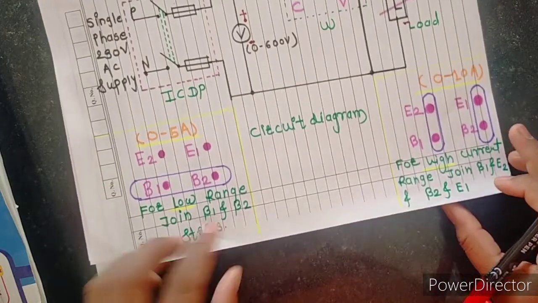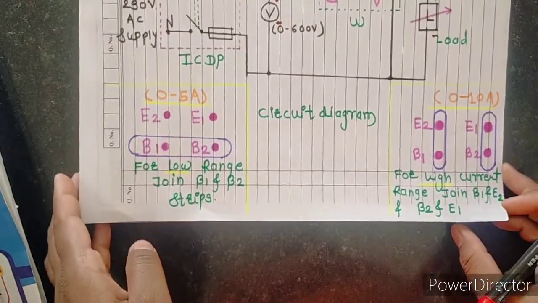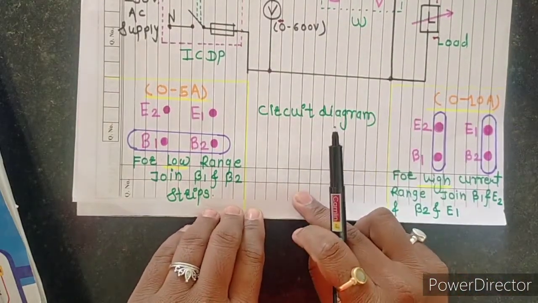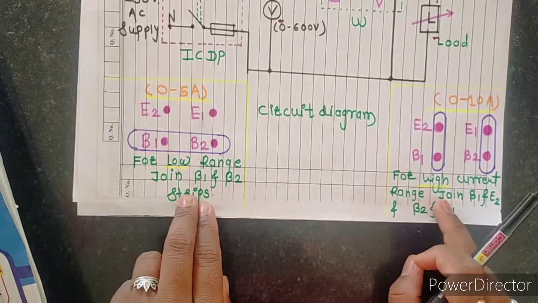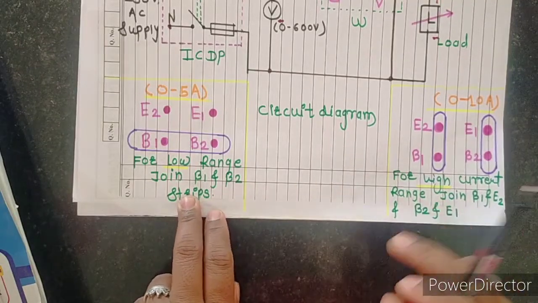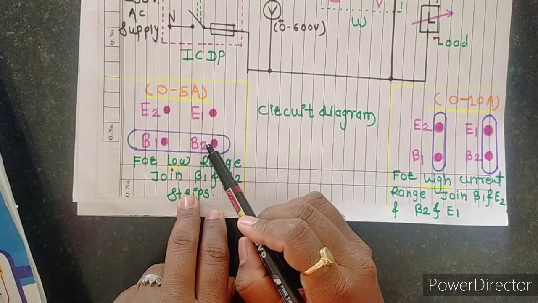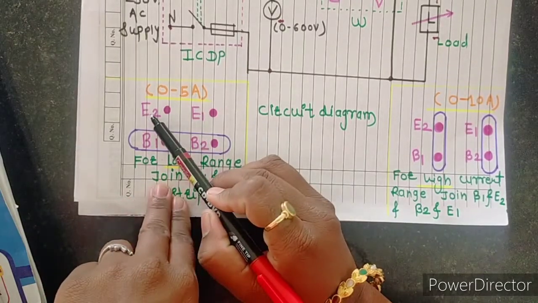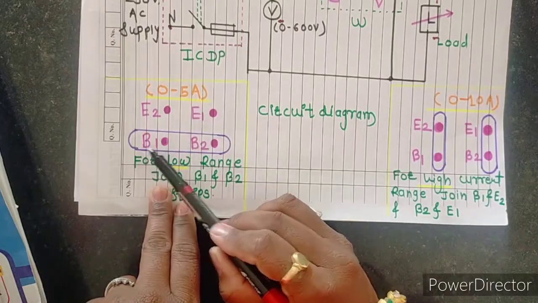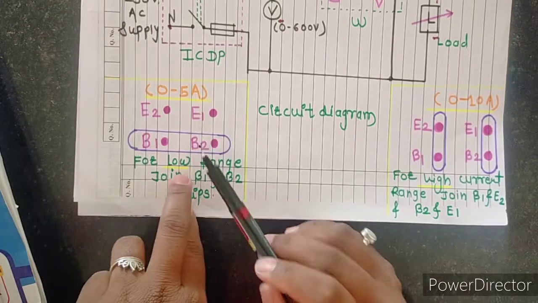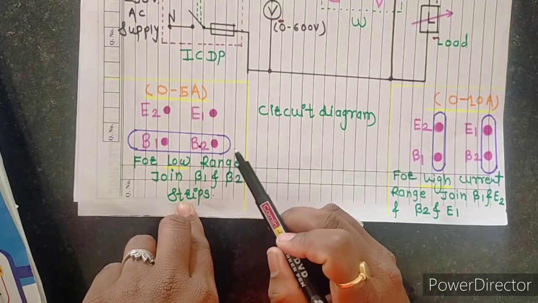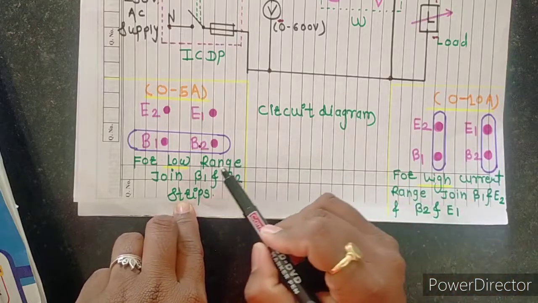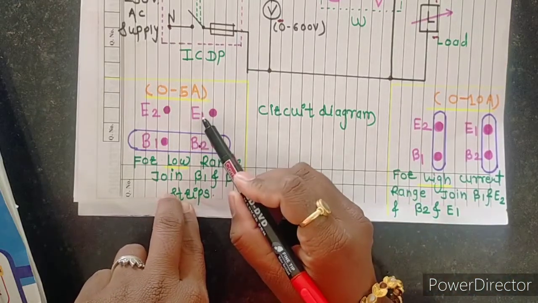But we have to connect for the low range and high range. We are using the electrodynamic type wattmeter, so for this we have to change the setting for the current range with the help of strips. The electrodynamic type wattmeter has mainly 4 strips. These are E2, E1 and B1, B2. For selecting the current range, it may be low range or high range. For that we have to change the connections of these strips.